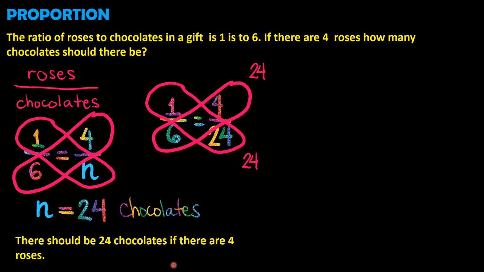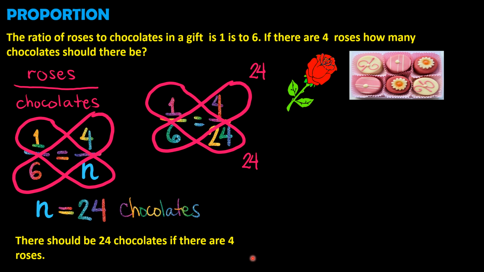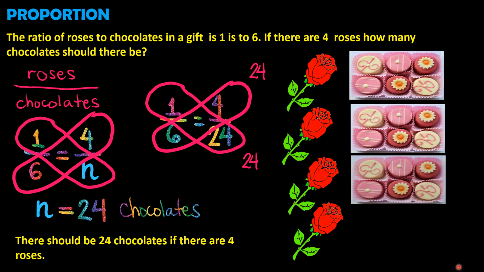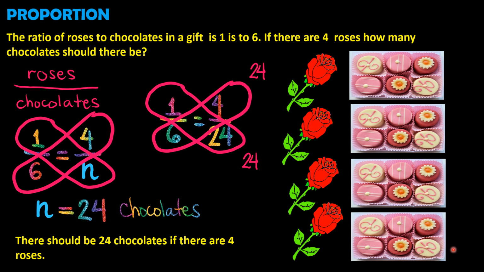Now, to take a look at the picture, that means for every rose, we have to pair it with 6 chocolates. 1, 2, 3, 4, 5, 6. And it says here, if there are 4 roses, so we have to make 4 roses. How many chocolates should there be? So every rose should be paired with 6 chocolates. So let's pair them up. And if you count the number of chocolates here, we are going to have 24, which is our answer.